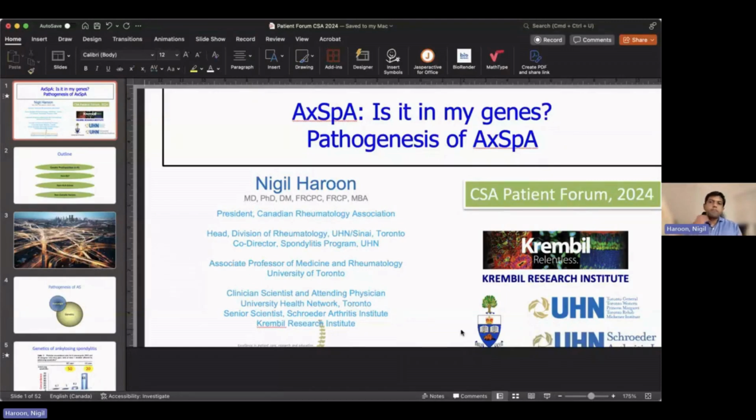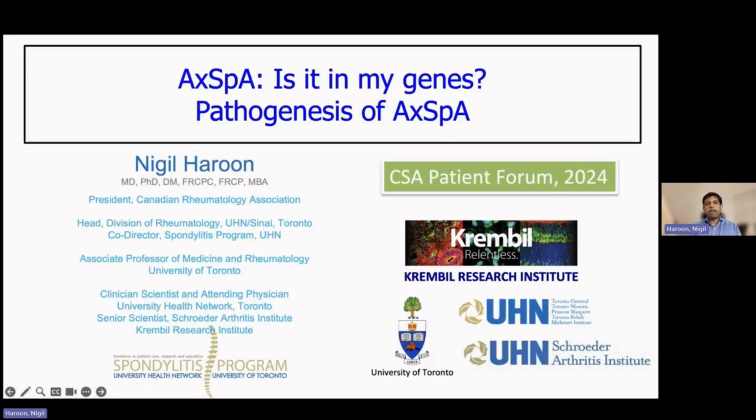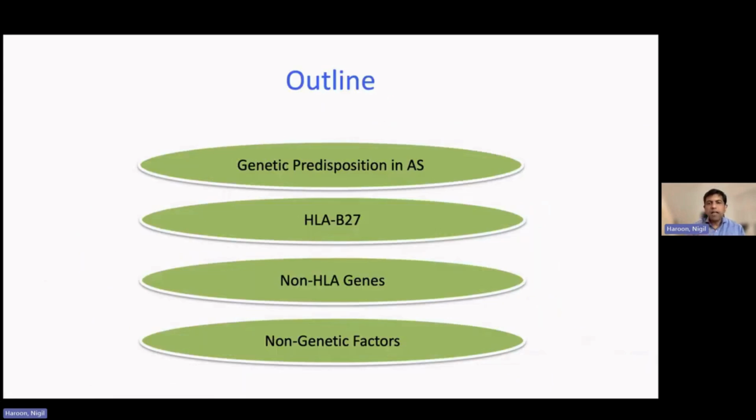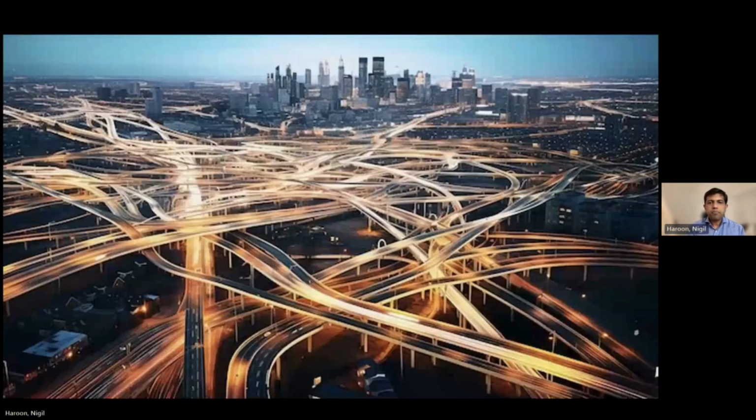So the whole idea is answering the question, is it in my genes? What actually causes ankylosing spondylitis or axial spondyloarthritis? So the outline of my talk is mainly discussing the genetic causes of AS. In the beginning, we'll talk about HLA-B27, a gene that most of you would know. Cover a little bit on the non-HLA genes and then go on to non-genetic factors. And at the end, hopefully we'll have time to cover the clinical presentation of axial SPA.